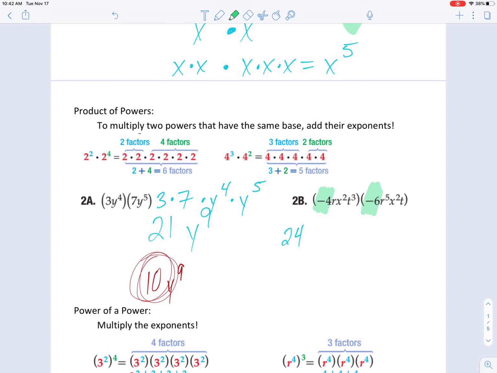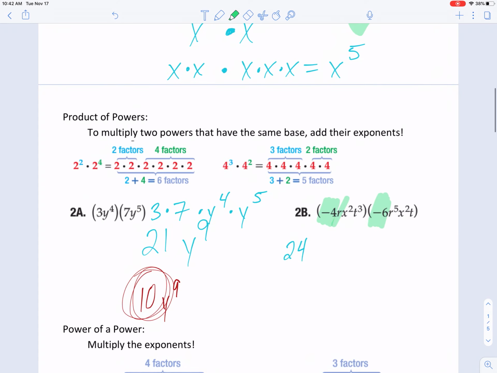Positive 24. Now I have r's. If I have r and r to the 5th, that would be r to the 6th. Next I have x's. How many x's do you have total? Last but not least, that's going to be t to the 4th. If you're wondering how did I get that r and that t, remember if there's not an exponent written, I know that there's always an exponent of 1, even if it's unwritten. So that's how I was getting 3 plus 1 to be 4.